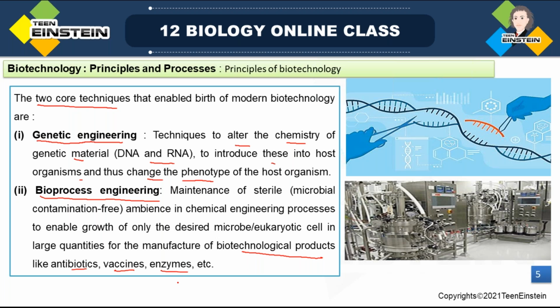So we are maintaining sterile conditions in chemical engineering processes, or maintaining it contamination free, and we are assuring the growth of only one desired microbe, whichever particular type of organism we want, or only that kind of eukaryotic cell, in large quantities. Large quantity production is the main thing. In bioprocess engineering, we can produce on a large scale a single type of organism, whichever we want, and that helps in the production of antibiotics, vaccines, enzymes and all on a large scale.